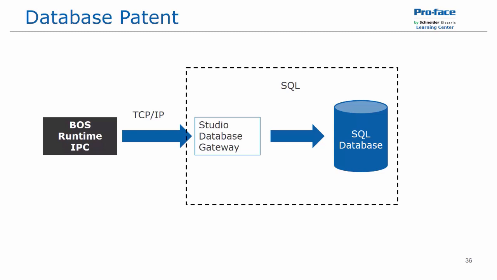So how this would work is the Blue Open Studio application would send the SQL string or SQL query to the gateway. And then the gateway would actually connect to the SQL database, run the query, retrieve the information, and send it back to the BOS runtime on the PC.